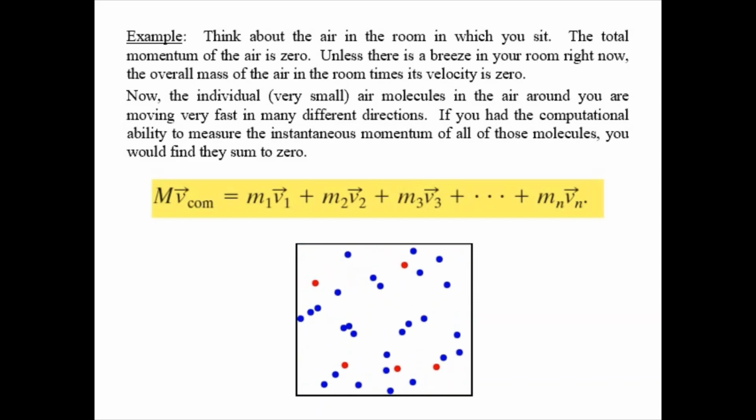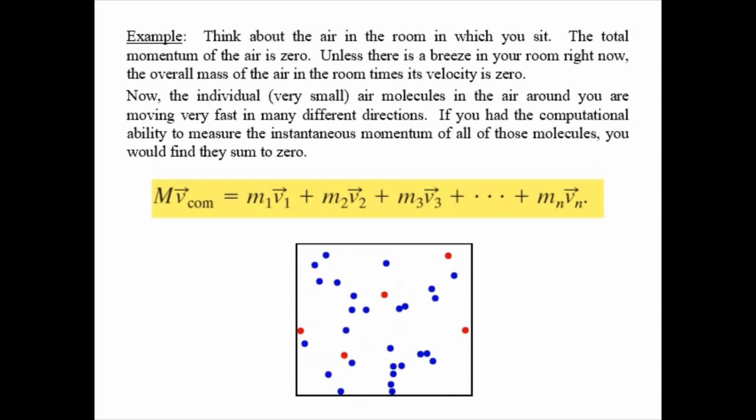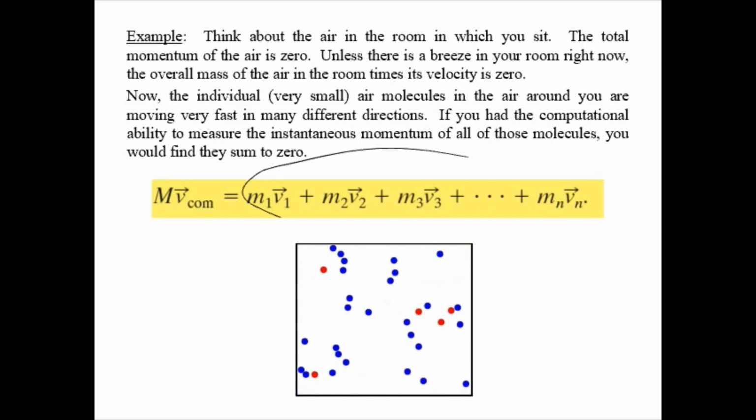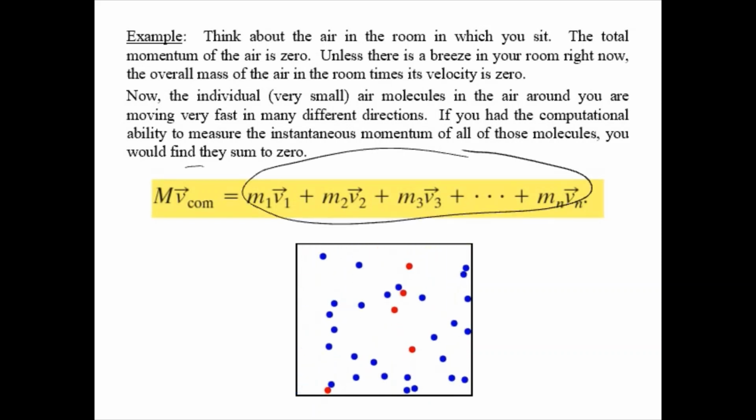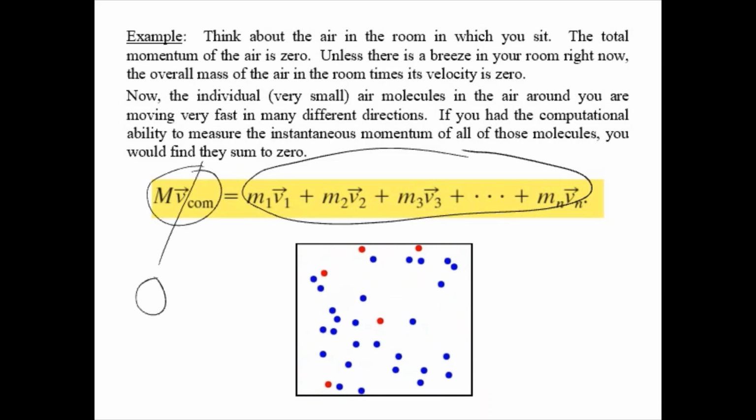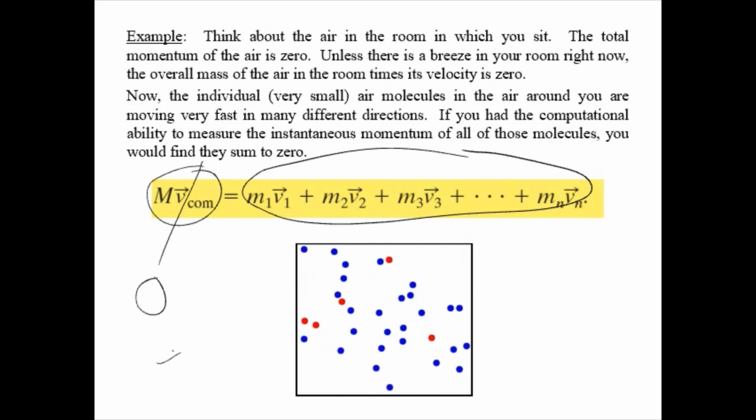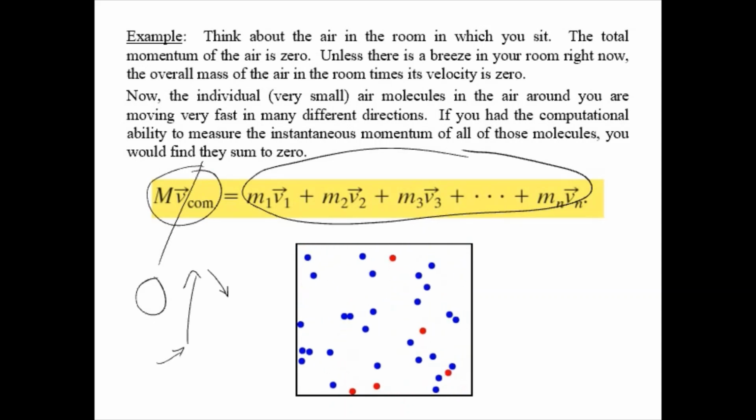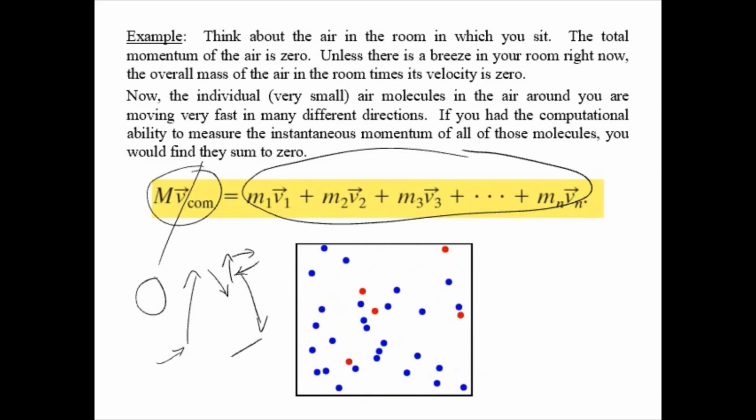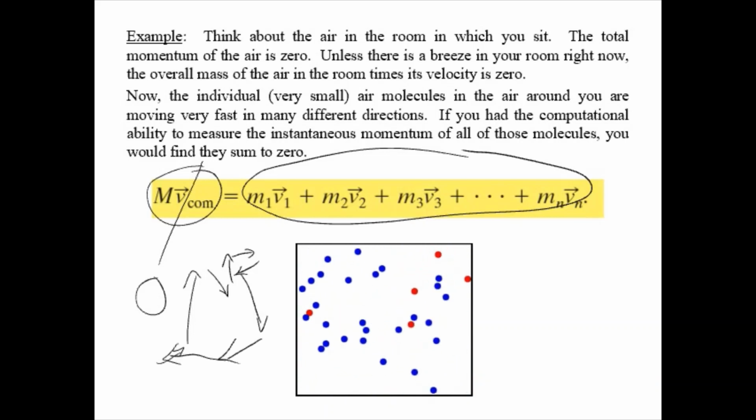But what we do know is that if we add up all those momentum vectors for all those individual little air molecules in the room, guess what? They would add up to 0. Those little momentum vectors, as we connect the chain together, remember we talked about adding vectors graphically, they close on themselves.